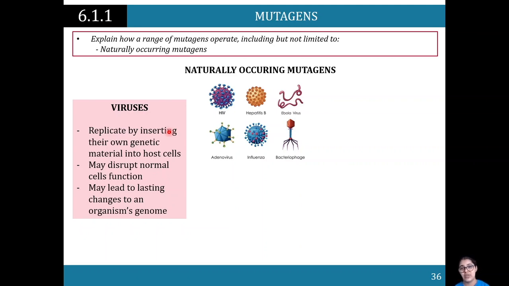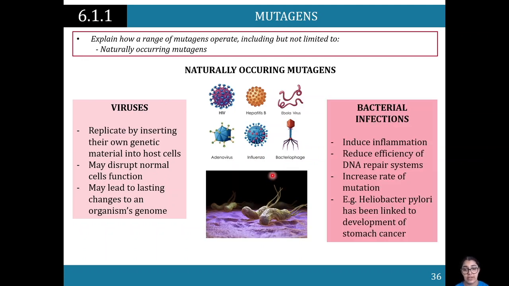Viruses don't have the machinery to make their own proteins, so they need another body to survive, like a human body. They get into our cells, gain entry, and hijack our whole transcription and translation machinery to put in their own genetic material, so that their proteins can be produced. These are some examples of viruses: HIV, of course, which then leads to AIDS, hepatitis B, Ebola virus, adenovirus, influenza, and bacteriophage.